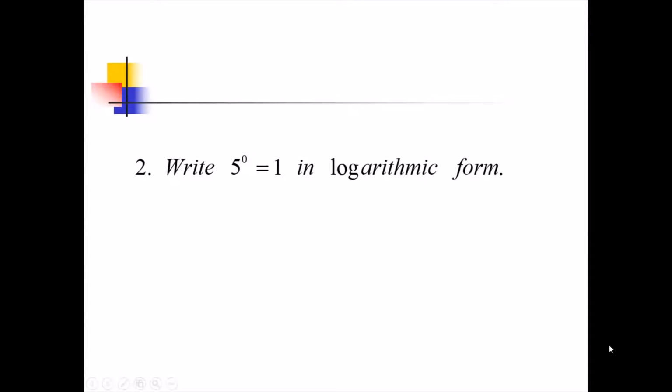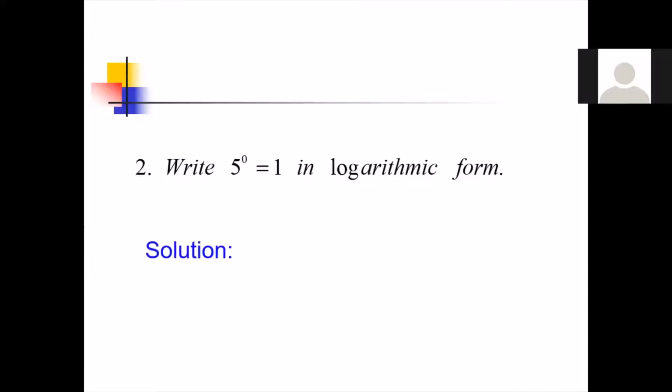So here. Just give the answer. So here, log 1 to the base 0 is equal to 5. Okay, correct. So the answer becomes log 1 is equal to 0 of base 5.